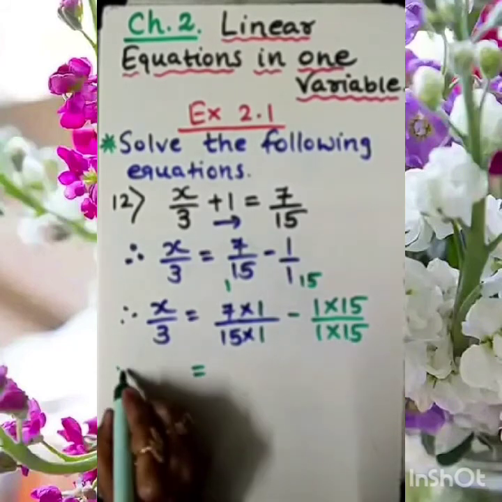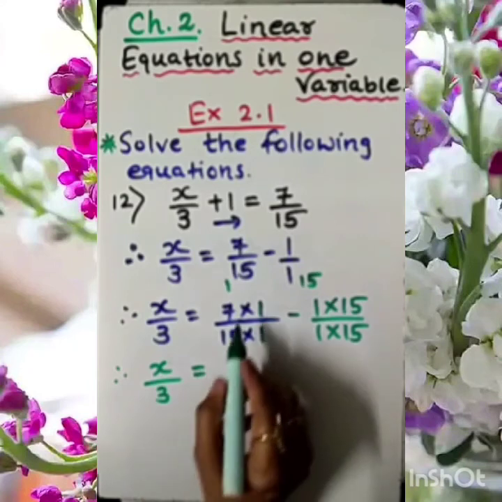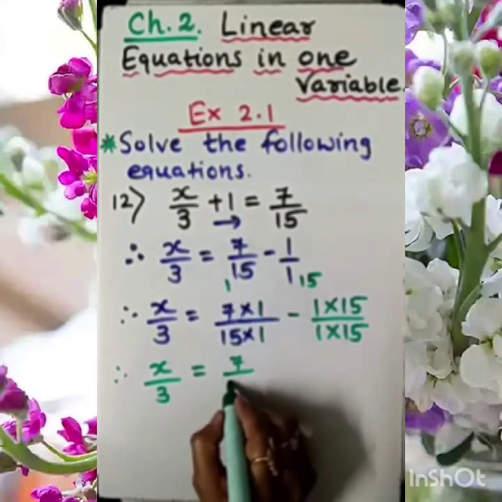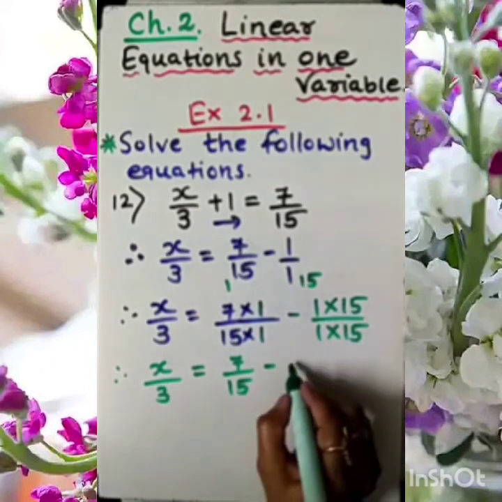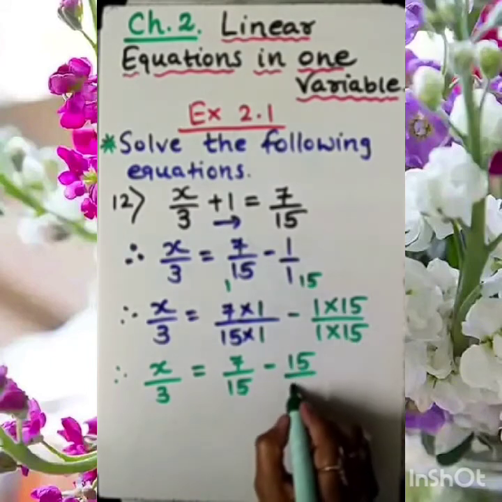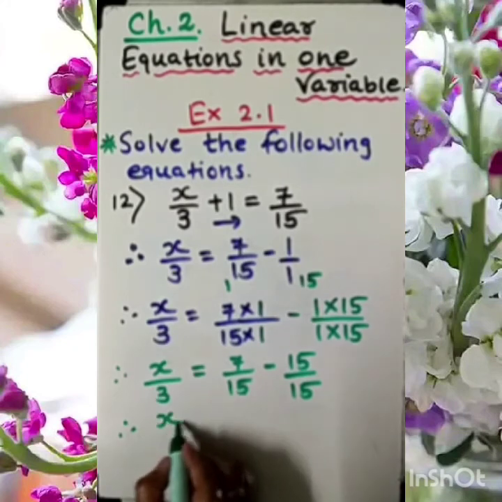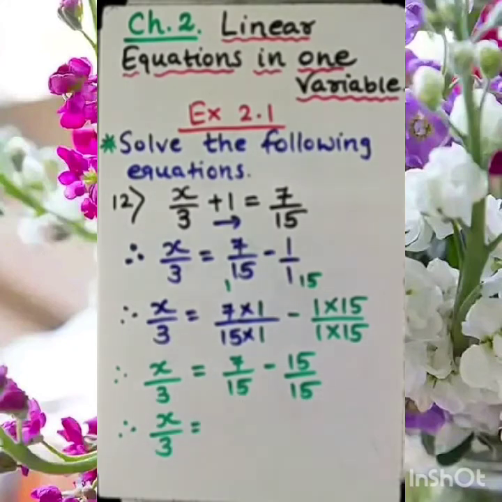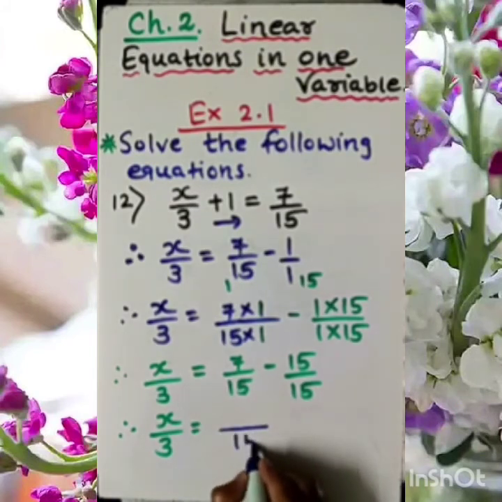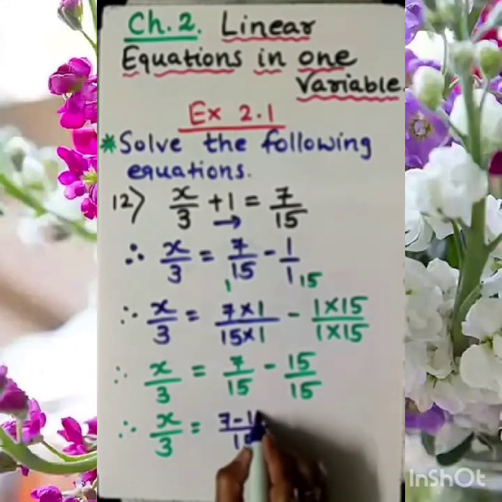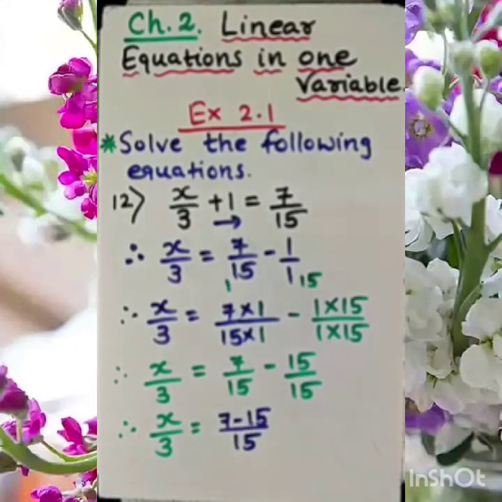So my dear student, here x by 3 is already there. 7 ones are 7, 15 ones are 15, 15 ones are 15, 1 fifteen is 15. So next step, as you know now they both are like fractions. They are like fractions, so only a single time we will write 15 here, and in the numerator 7 minus 15. So here x by 3 is already there. 7 minus 15 gives the result minus 8 by 15. Agree? That is minus 8 by 15.